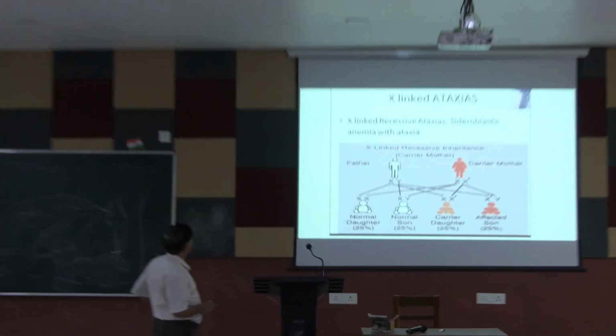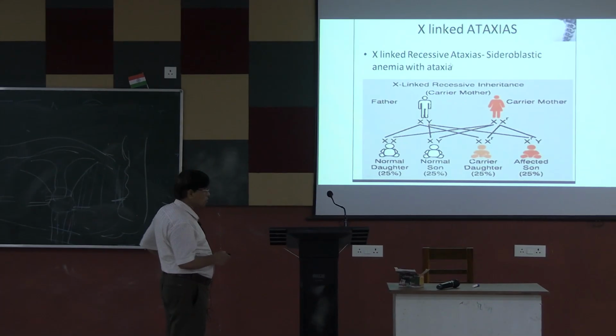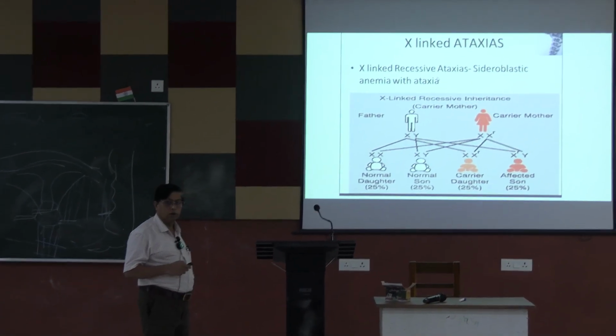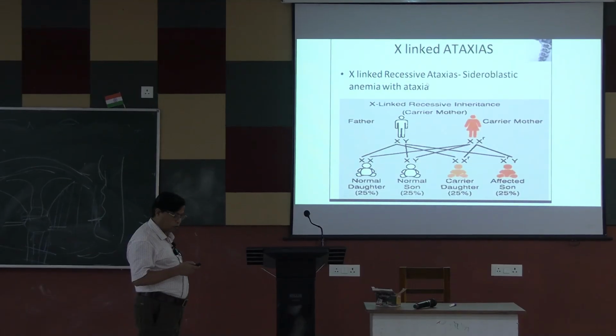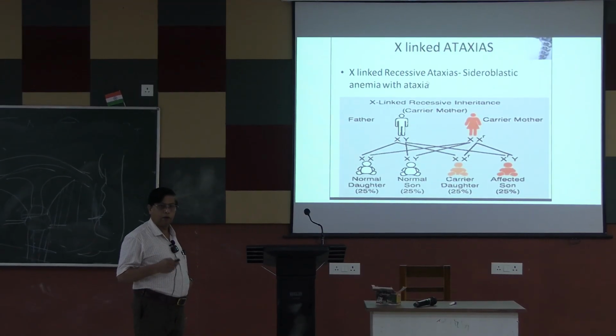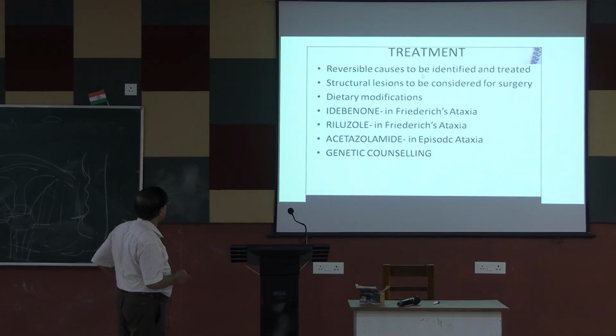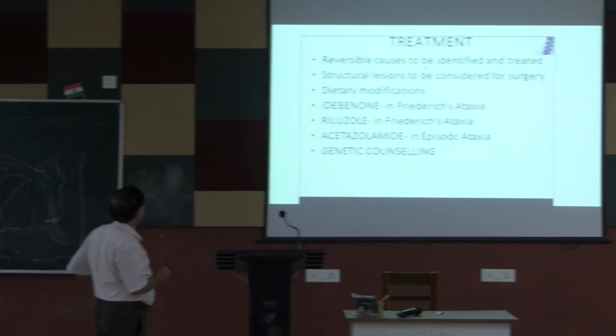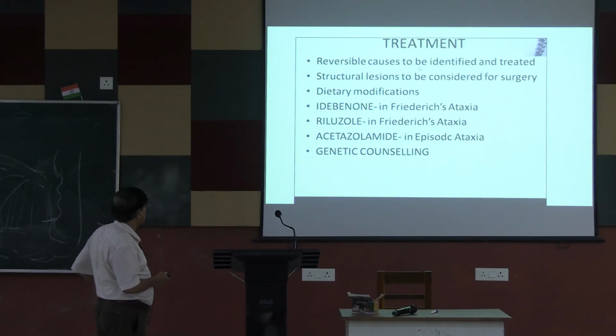This is the X-linked recessive ataxia. It is associated with sideroblastic anemia. This is also an important MCQ: X-linked ataxia is associated with which type of anemia? Sideroblastic anemia. Treatment is not very reversible. If the cause is reversible, you can treat it.